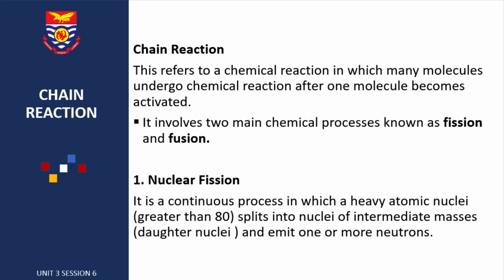Let us consider the fission reaction. So we can call them nuclear fission reactions. They are continuous processes, and in this process heavy atomic nuclei, mostly nuclei with atomic number 80 or more, split into a nucleus of intermediate mass. These nuclei into which they split are known as daughter nuclei, and the nuclei that split are known as parent nuclei, and they end up emitting one or more neutrons.